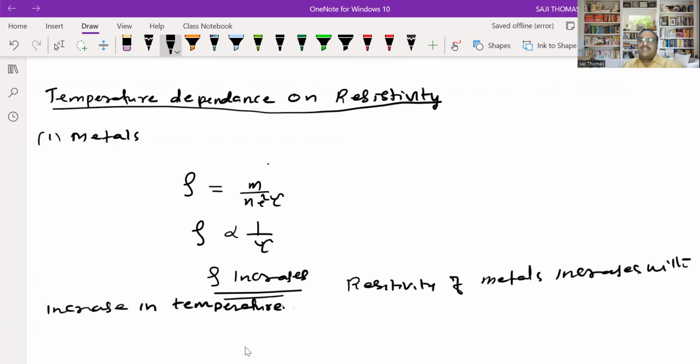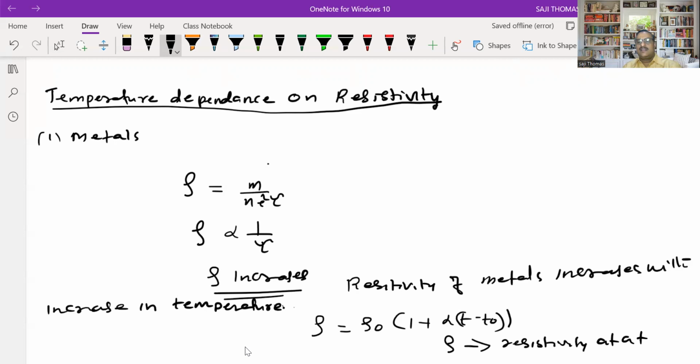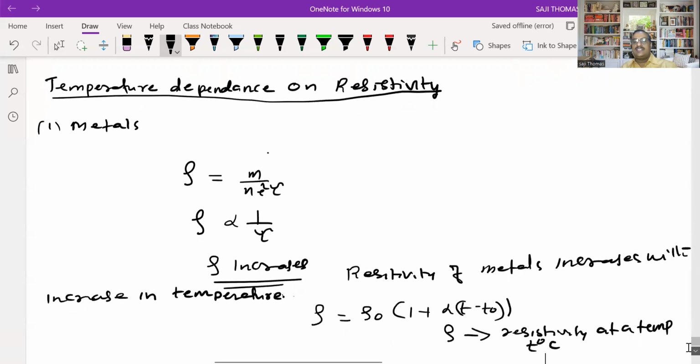This variation of resistivity with the temperature can be explained using another equation. We can use this equation also. Rho equals rho 0 into 1 plus alpha into T minus T0, where rho is the resistivity at a temperature T degrees Celsius.